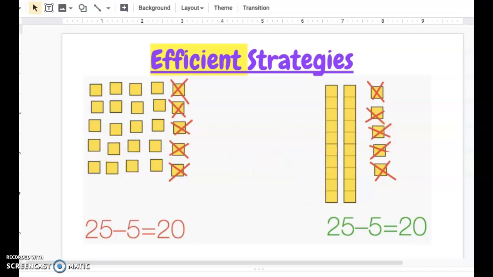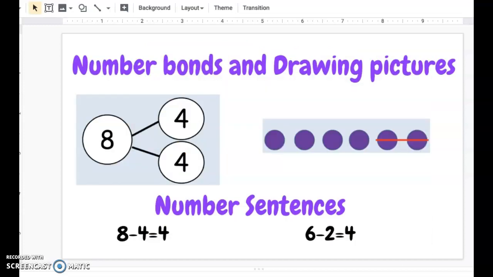Okay, so let's just go through some strategies that we have used and we know. Number bonds and drawing pictures. Part whole. 8. If you say 8 and take 4 away, 4 is left. So you can use your number bonds to help you. Drawing quick pictures with dots and lines to cross off. 6 minus 2 equals 4 in this picture.